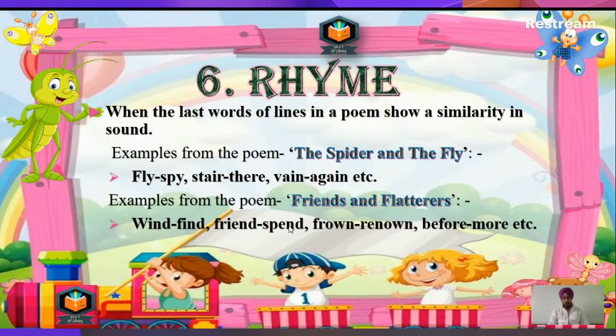Now we have another example from the next poem, Friends and Flatterers. Wind, find, friend, spend, frown, renown, before, more. These are the examples from the poem Friends and Flatterers. These words are used at the end of the lines in this poem. So this is a rhyme.